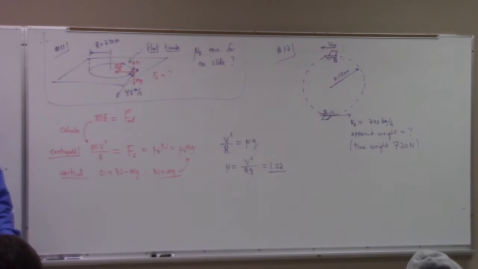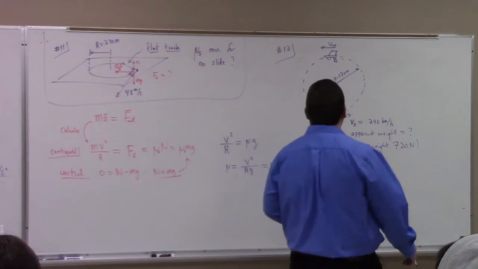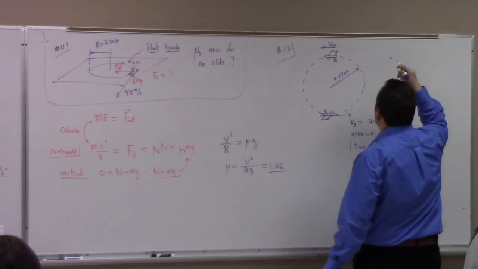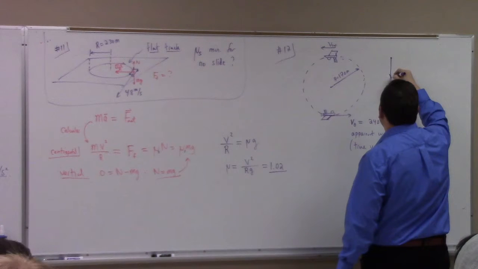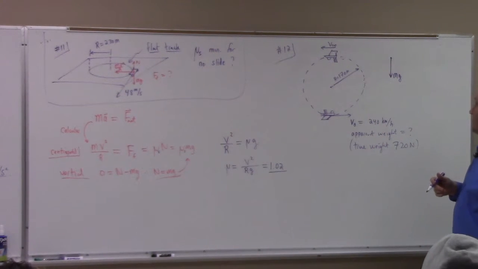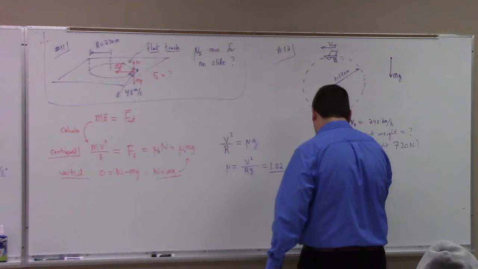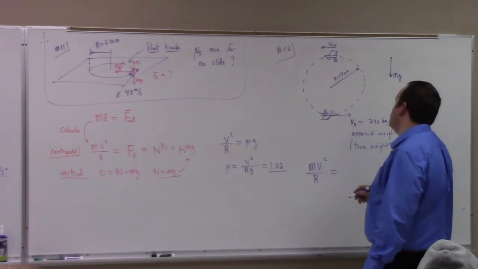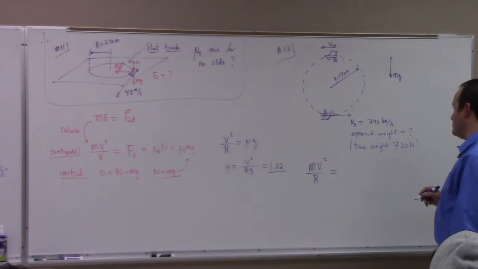All right, so for circular problems, here's the new thing. We use mv squared over r to be equal to the centripetal force. All right, so that's it. Same animal here at the top, right? What do I have? What's the force on the plane? Right, gravity, mg, and again we have mv squared over r is equal to what? Yeah, centripetal force, right?